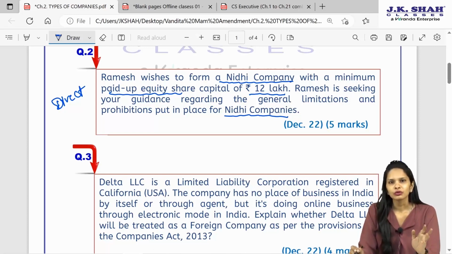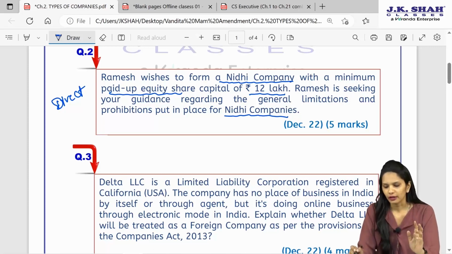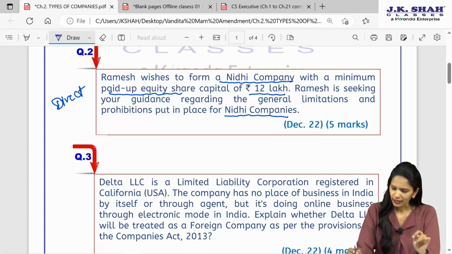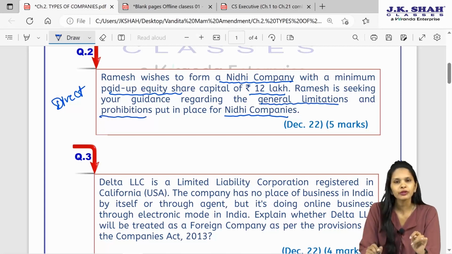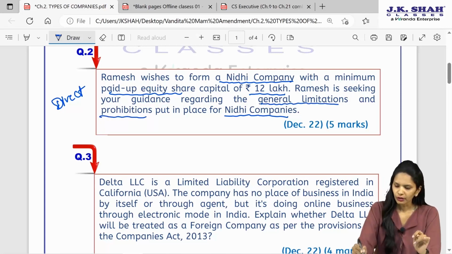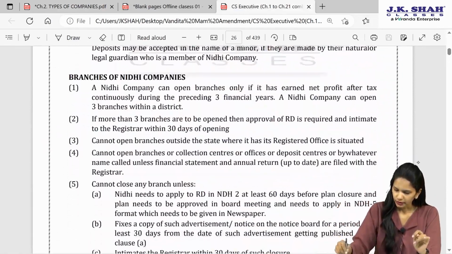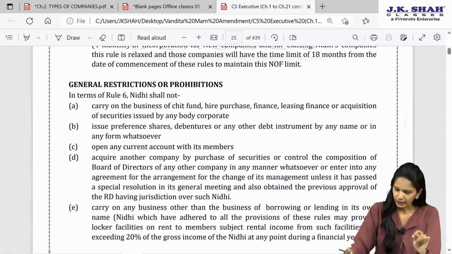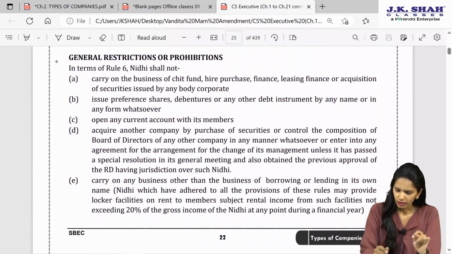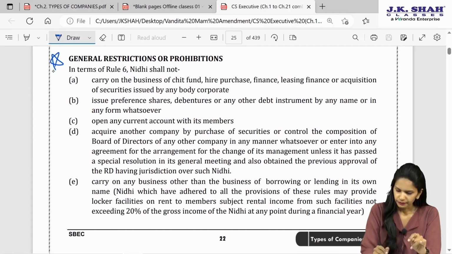So our answer to the first question is yes, Ramesh can incorporate Nidhi company with paid up equity capital of 12 lakh. But what is the main question? They have asked you about the general limitations and prohibitions. Okay, now what will be your answer? We will just have a look at it. Yes. So again this is a direct question. This will be your answer.